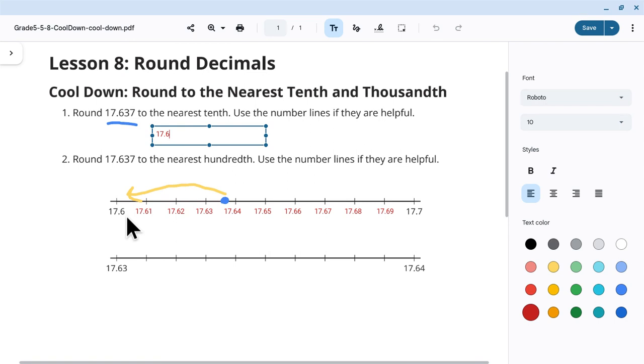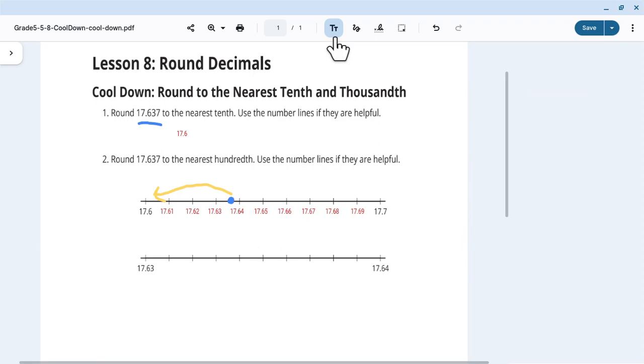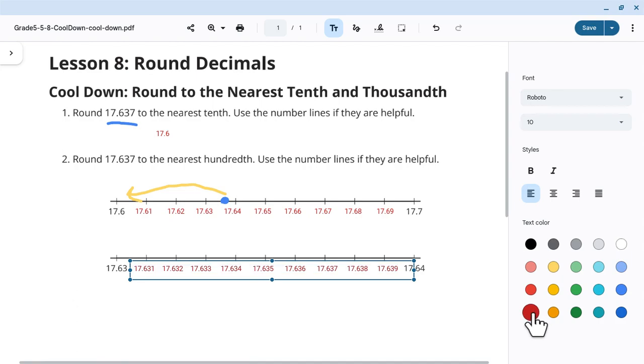Now let's take a look at number 2. Number 2 says round 17 and 637 thousandths to the hundredths place. That is what we're asked to round to here. Again, we're encouraged to use the number line if it helps. And certainly when we look at our number line and when we label those intervals of our number line, we should be thinking of this.